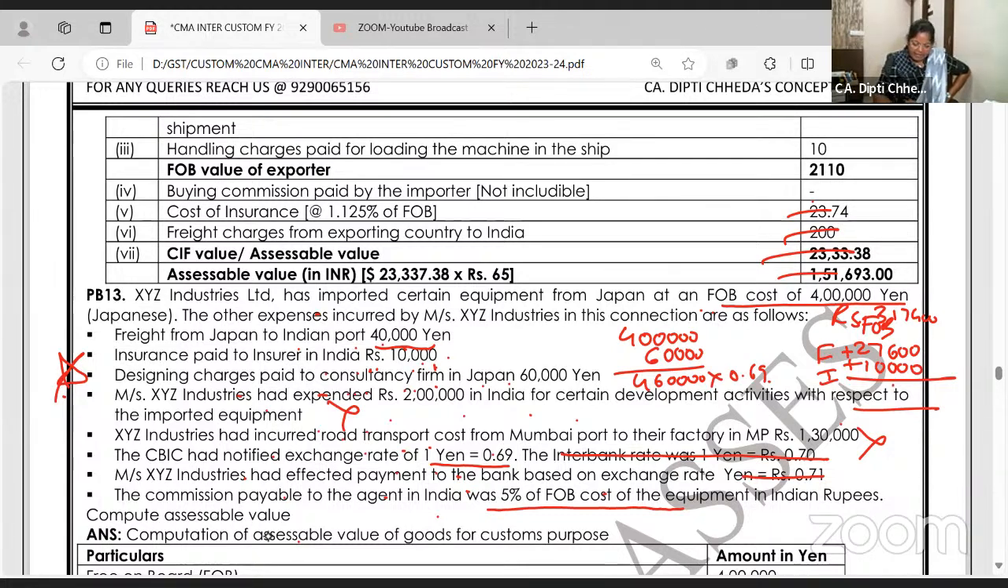Freight and insurance we have taken. Designing charges we have added. Development and all expenses incurred in India, we will not take. Commission. Commission payable to the agent in India was 5% of the FOB in rupees. So that commission we will also add. Look, 5% of the FOB in rupees.